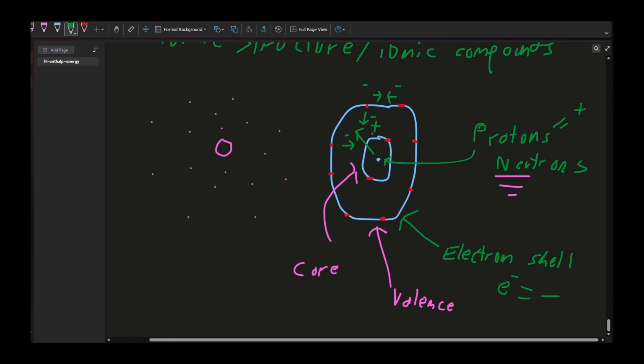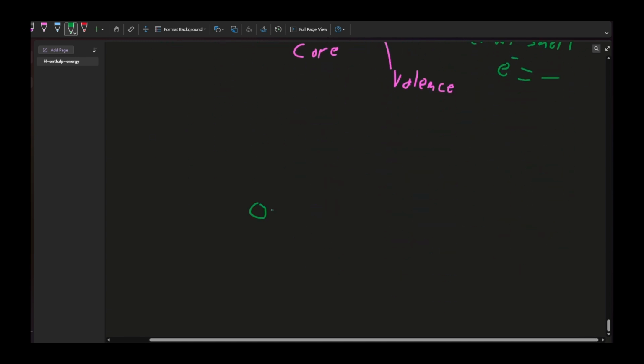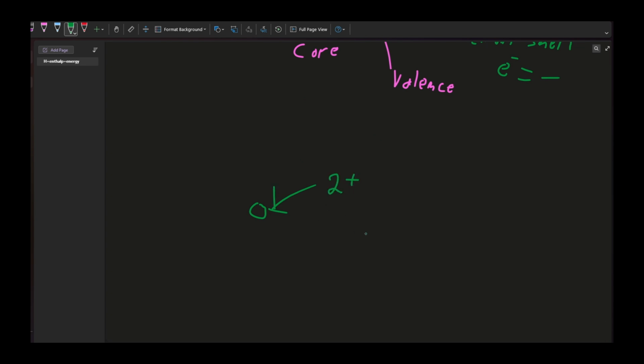So the protons have a pole. In the middle, they have a pole, and helium has two protons in the middle, so it has a 2 plus charge. And this outer ring, or this core electron shell, the first ring, is being acted on by a 2 plus charge. And it's pulling this in with a 2 plus charge, as you can see here.